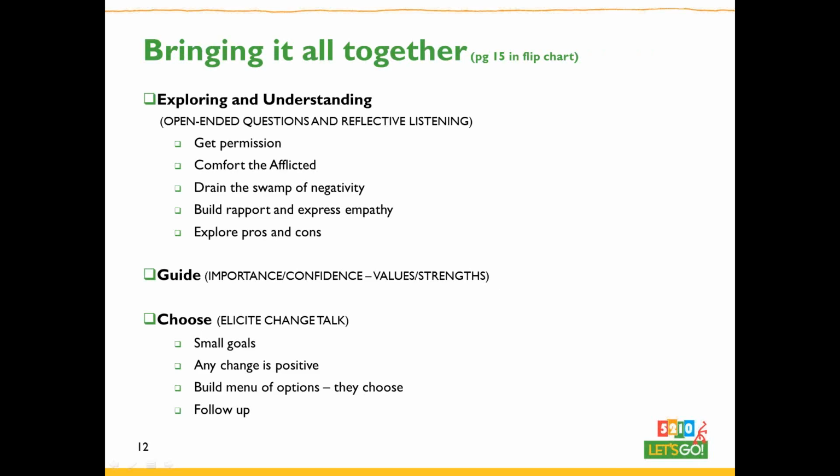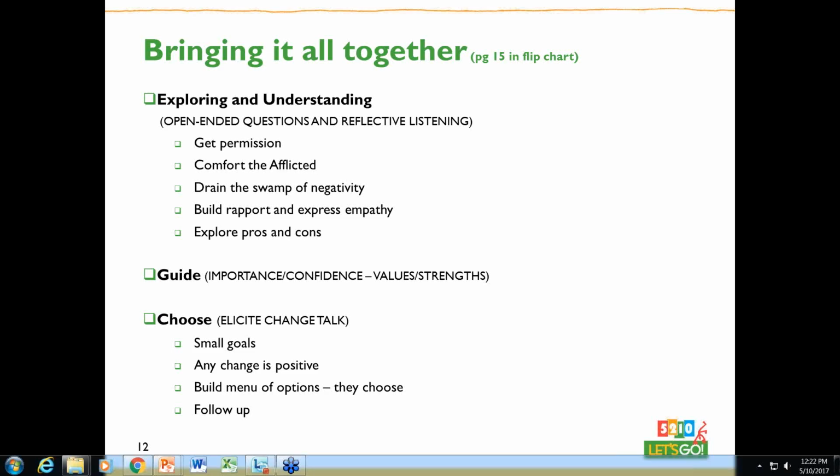So some of you may be wondering how you bring this all together, and how long does it take? Well, here's a framework that may help with this. There are 3 areas. This is page 15 in the flip chart. You first start off by exploring and understanding what's going on. That's when you use open-ended questions and reflective listening. You can also ask permission, which I think is really important, and you may say something like this: Hey, Mrs. O'Brien, if it's okay with you, we'd like to talk about Bryson's weight today and healthy habits.